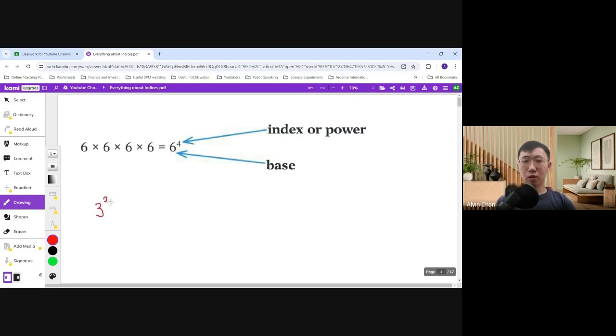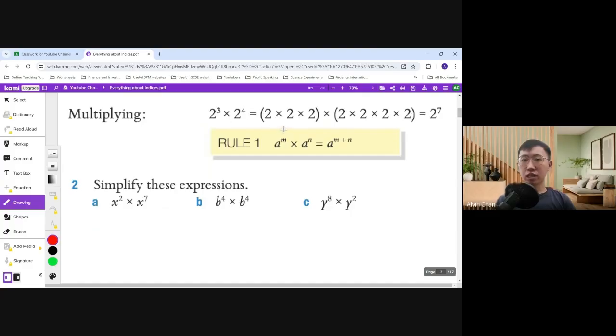So 3 to the power of 2. This is the base and this is the index or power. One more time, if it is like 4 to the power of 3, this is your base and this is your power or index. So the first law is actually your multiply.